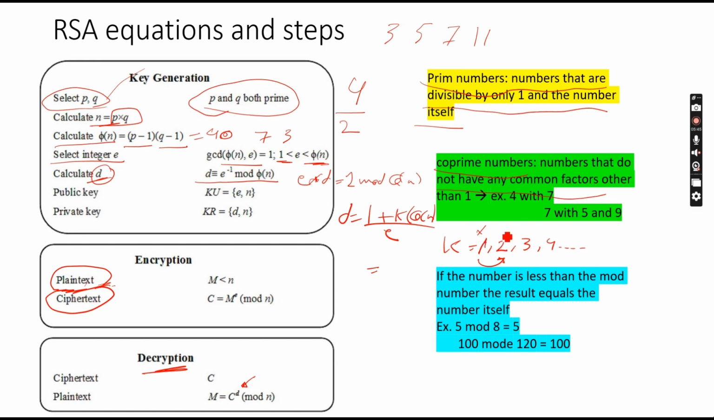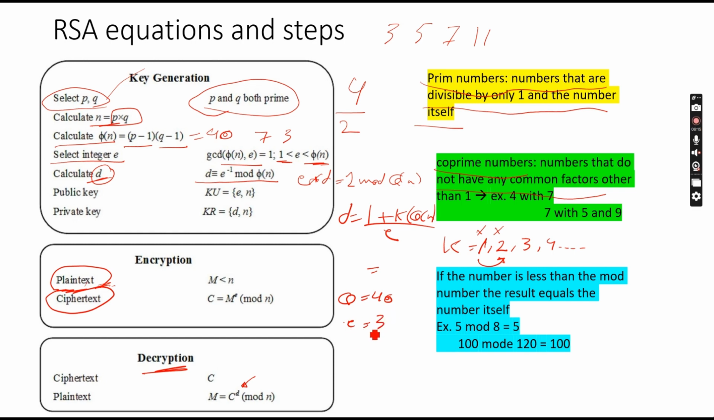If with 2 the result is with decimal, I delete it, until I reach a result with a whole number, and this whole number did not have any decimal points. The whole number that I found will be D, for example. So let's take an example. If theta equals 40, and e equals 3, okay?